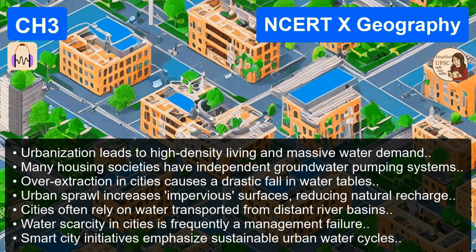Now let's pause here. This is where we need to put our UPSC hats on. We have the concept. Urbanization and industrialization lead to scarcity. How does this connect to the exam? This is the crucial part.